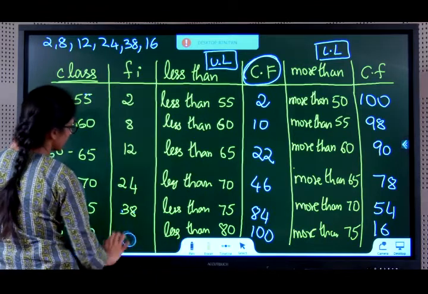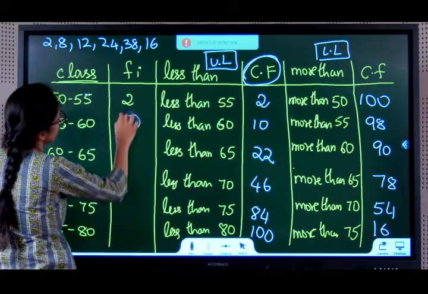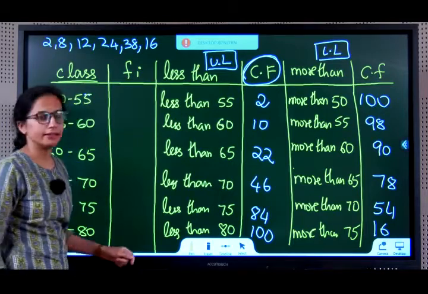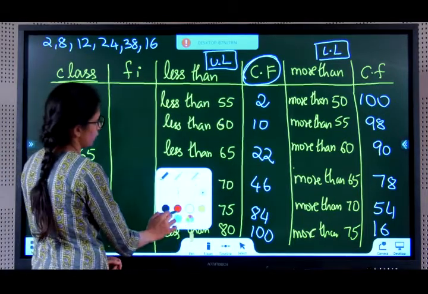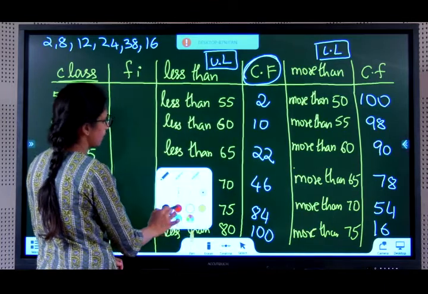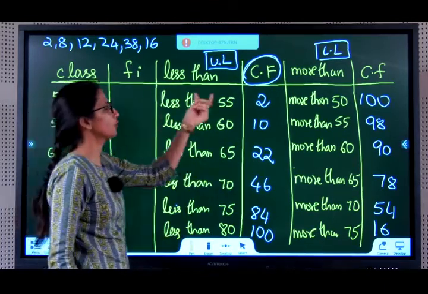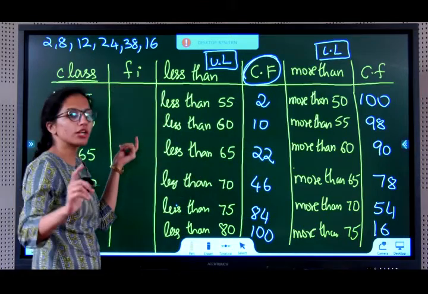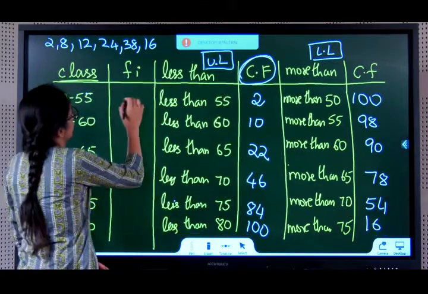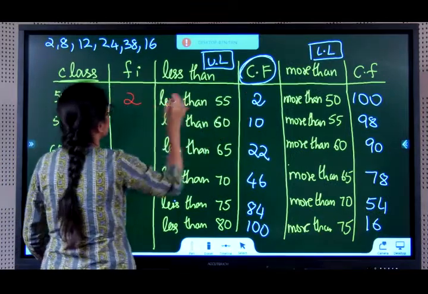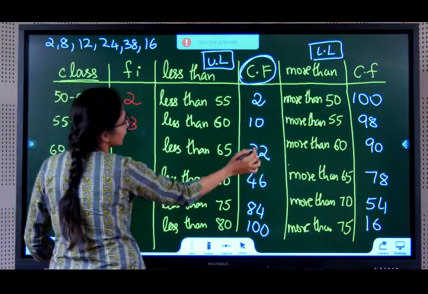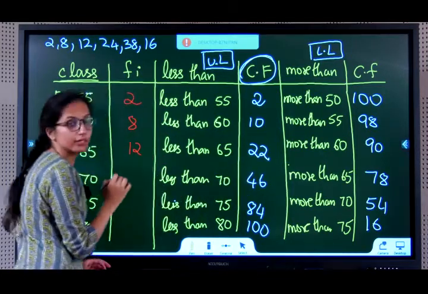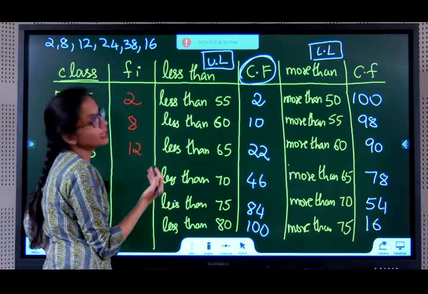I will try to get these values from the less than. How do I get it? From frequency, if you wanted to go to cumulative frequency, you added and went. So if I want to go back to frequency, what should I do? Subtract. 2 remains as it is. 10 minus 2, 8. 22 minus 10, 12. 46 minus 22. 46 minus 20, 26.